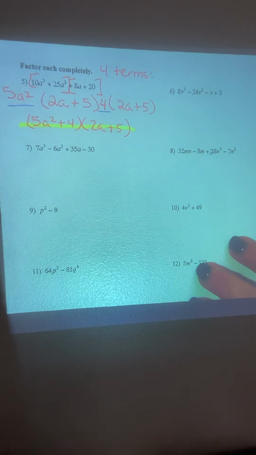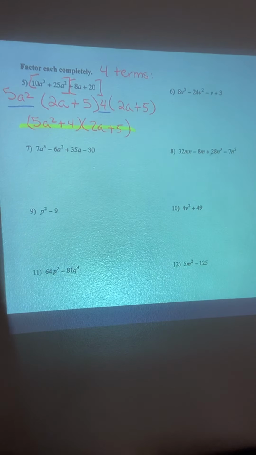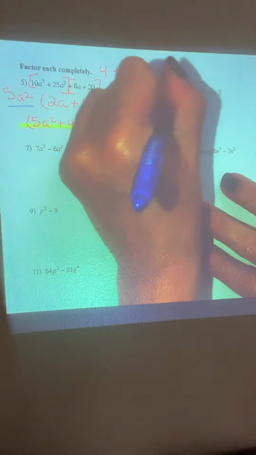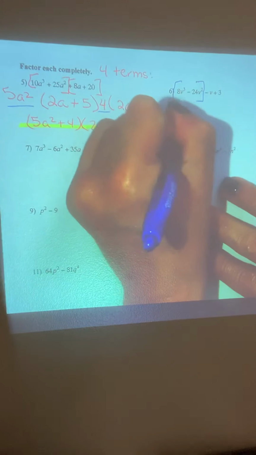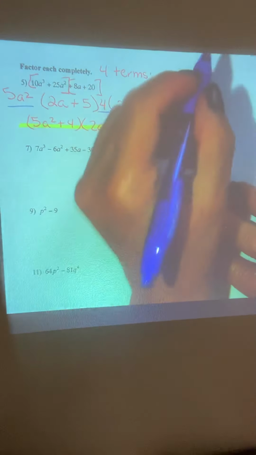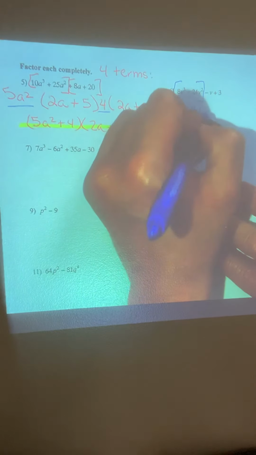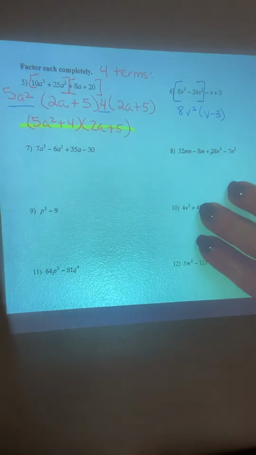Okay. Next. Greatest common factor of the first two: 8b squared. Dividing your numbers and subtracting your exponents, you're left with b minus 3. Now, greatest common factor of the second two.